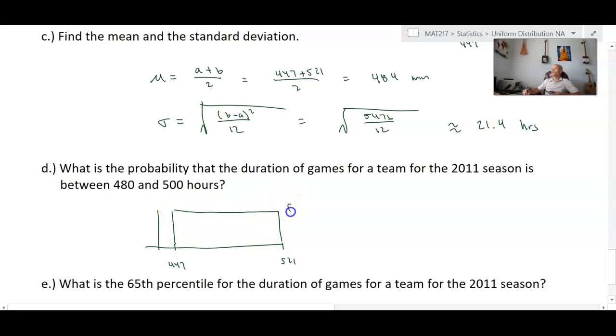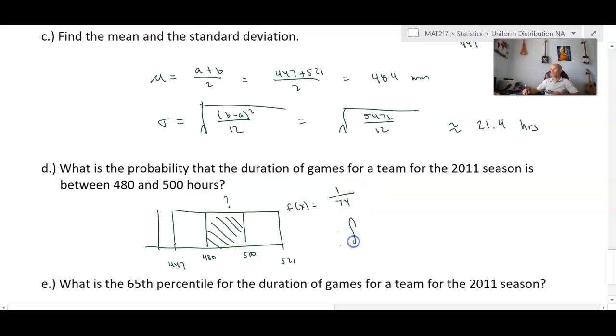Now we have to get a function for this distribution. This is going to be 1 over B minus A, 521 minus 447. So this interval is 74 units long. And so again, if you take the width times the height, 74 times 1 over 74 gives you the area of 1 underneath this. I'm not going to label all the axes just for the purpose of making this efficient. And we want to know, what's the area between 480 and about 500? So we want to know, what is that area right there equal to?